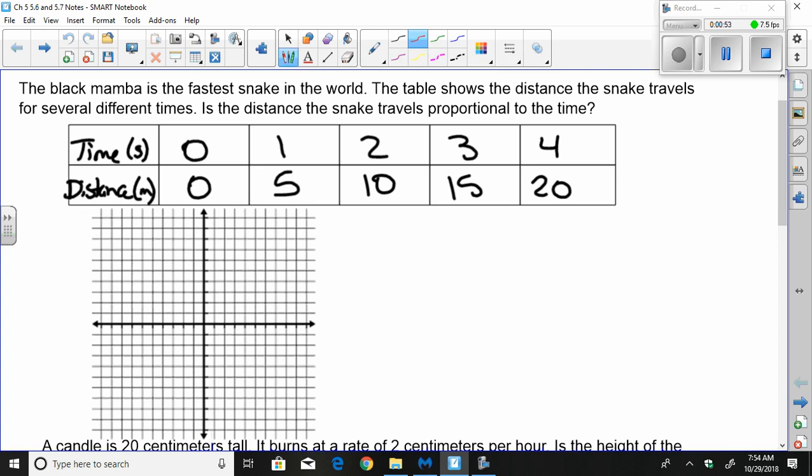Well, x always comes on top or on the left. Y always comes on the bottom or on the right. So we have our time and our distance. We have our y-axis. We have our x-axis. Since we are in seconds and then meters, I'm actually going to go by 5s for distance and 1s for time, and so forth.